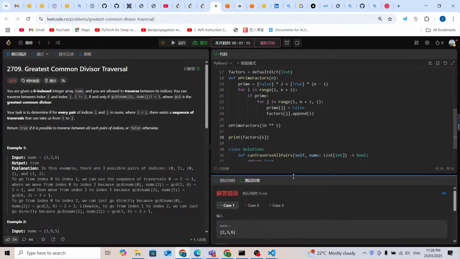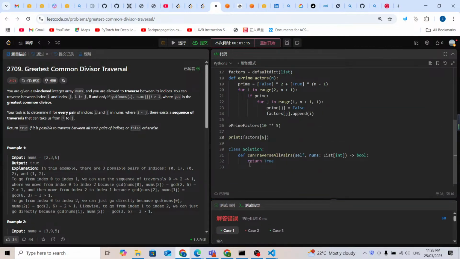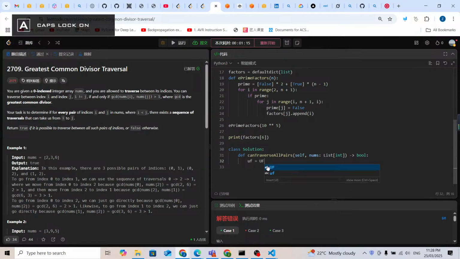But let's just wait for a moment. Let me start coding. Maybe we can find the solution. How to add a number 6 inside, because for 6 basically we need to have something like 2, 3, and 6. Actually, we need to find all the factors instead of prime factors. I think it is not prime factors, maybe. But let's just start coding.